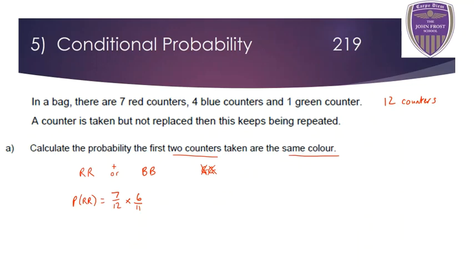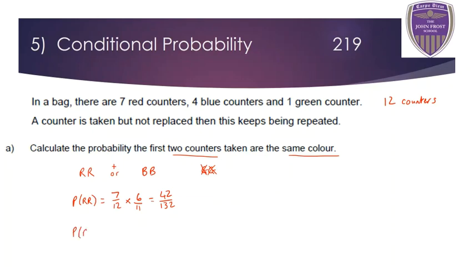So when you do this type of probability where you select one and then another, the AND rule is to multiply the 2 probabilities together. So just multiply through the fractions. 7 6s are 42, and 12 times 11 is 132. So that's the probability of getting 2 reds.